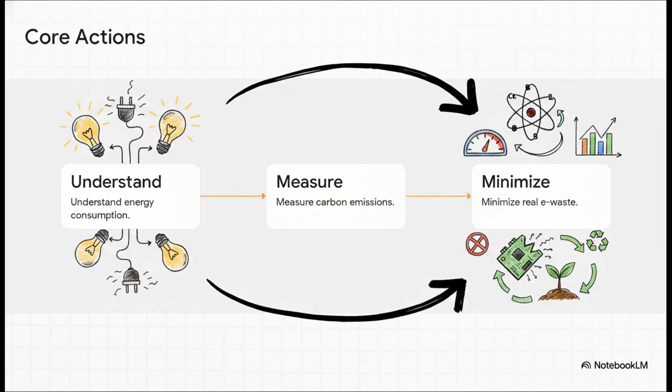Finally, Section 5, the engineer's role and practical application. We have arrived at the most crucial part of this explainer, what you, as an individual, can actually do about this. The course outlines 3 core actions, or learning goals, that engineers must execute. Number 1, understand energy consumption. Number 2, measure carbon emissions. And number 3, minimize real e-waste.